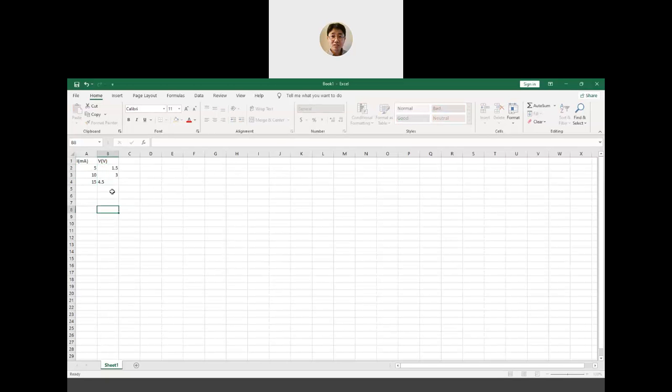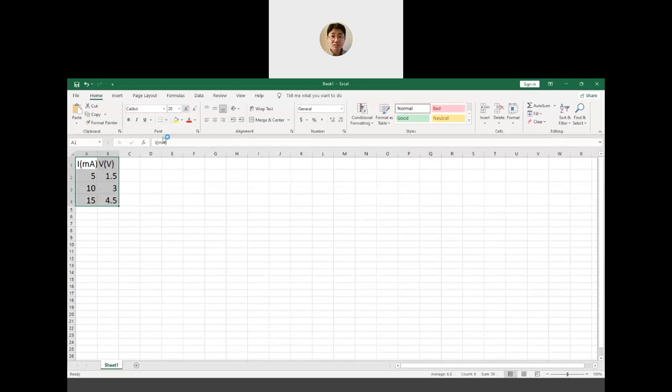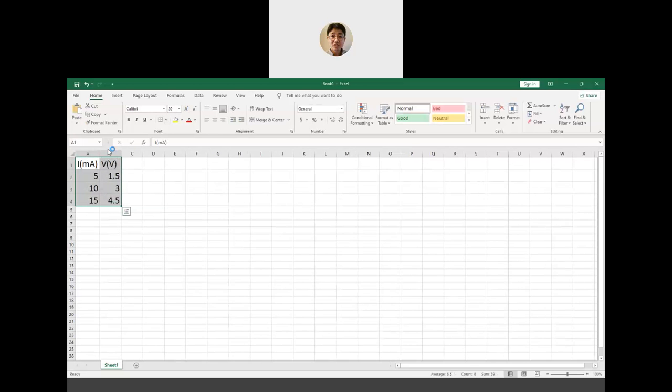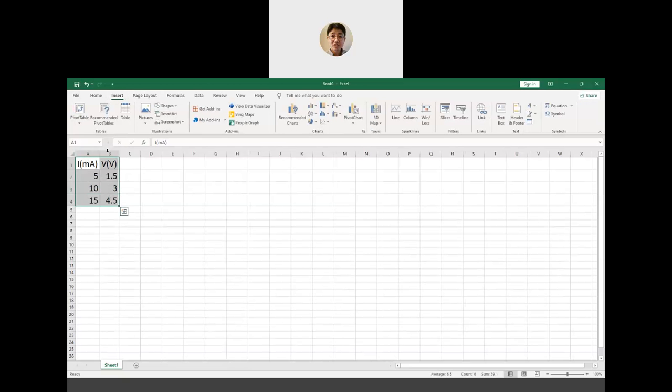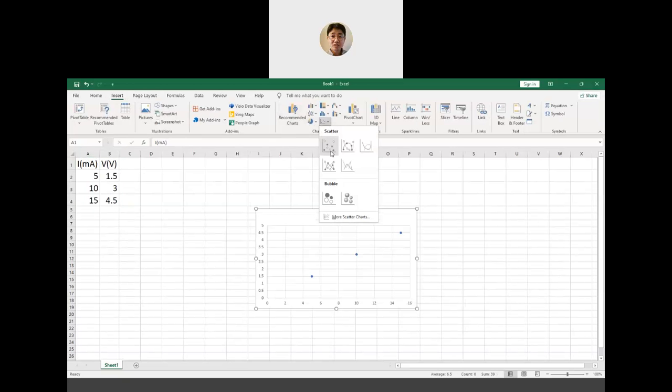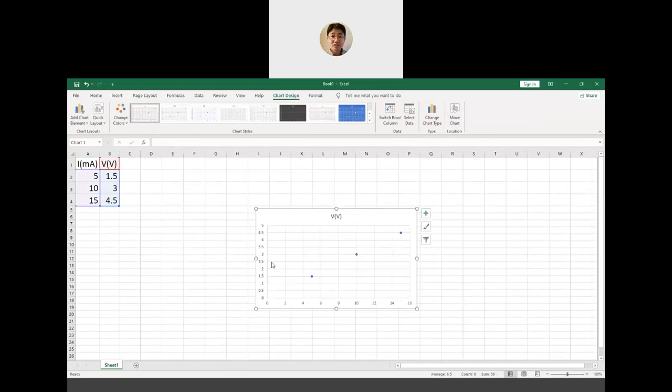Then you have to draw this figure. Let me show. How to draw that? We have to use Insert, Scatter, and after selecting this zone, we choose the scatter one. The X-axis should be current, and the Y-axis should be voltage.